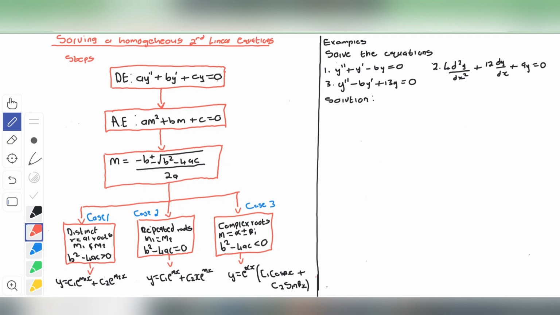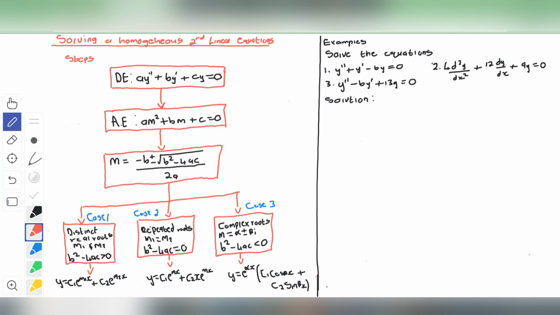So today's lesson will be solving homogeneous second order linear equations. We are going to follow all the steps which I wrote here to solve examples 1, 2, 3. So in simpler terms, let's just explain the steps before we can attempt to solve those questions.